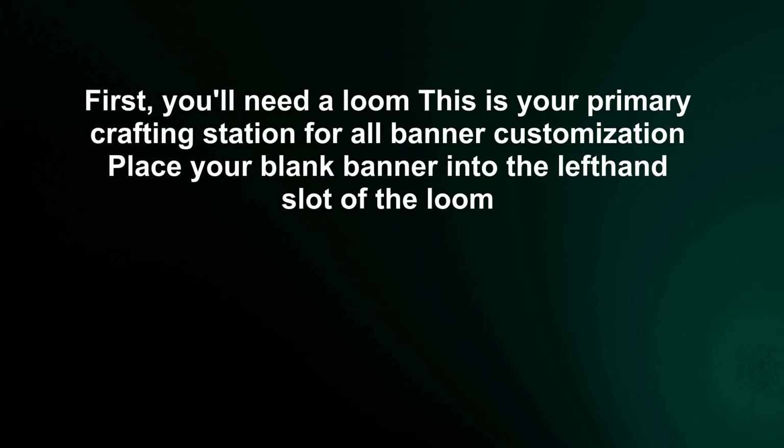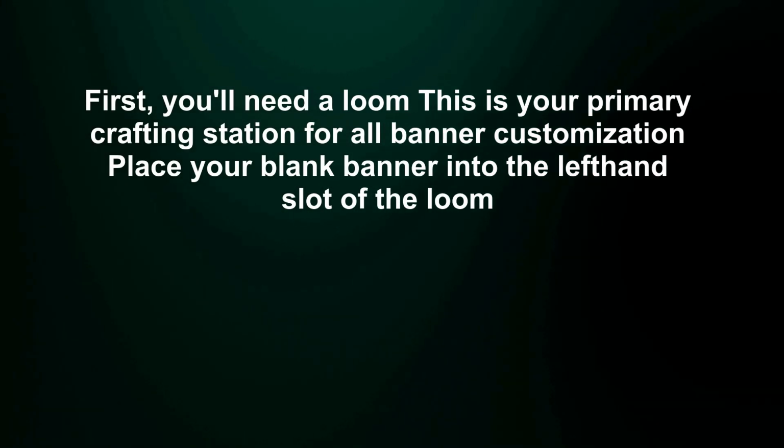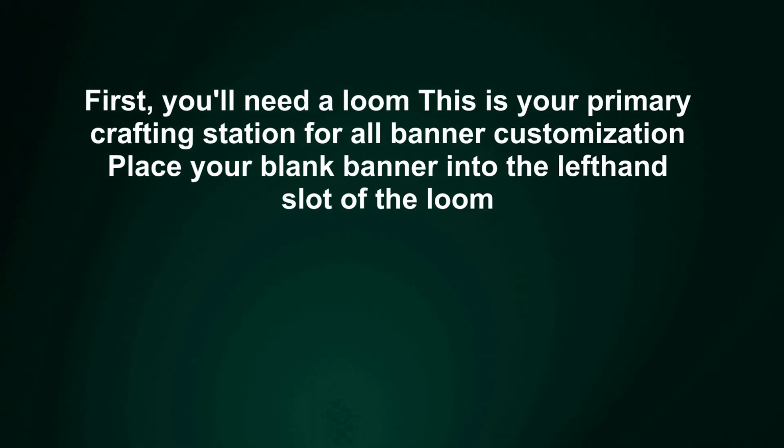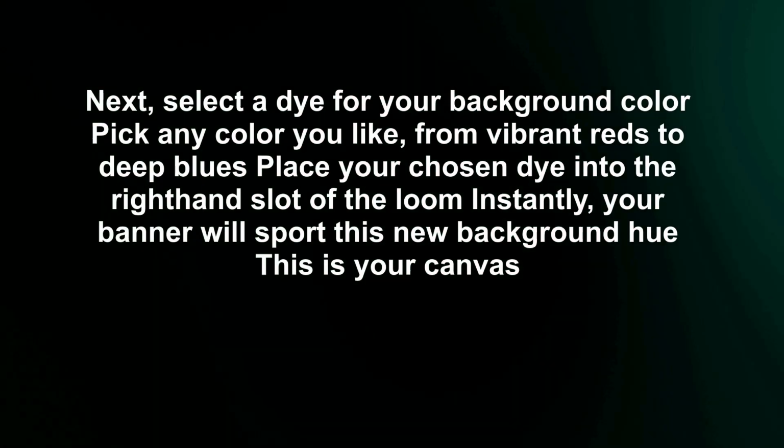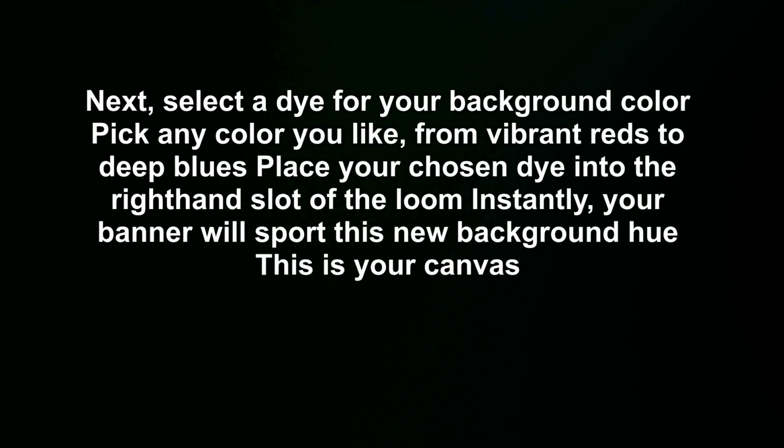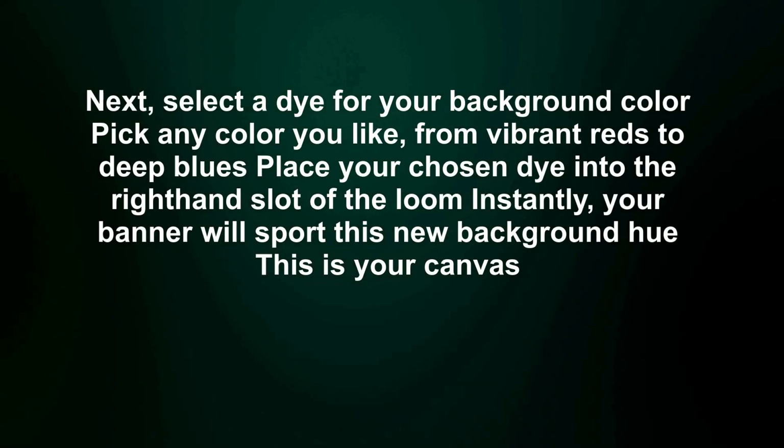This is your primary crafting station for all banner customization. Place your blank banner into the left-hand slot of the loom. Next, select a dye for your background color. Pick any color you like, from vibrant reds to deep blues. Place your chosen dye into the right-hand slot of the loom. Instantly, your banner will sport this new background hue.